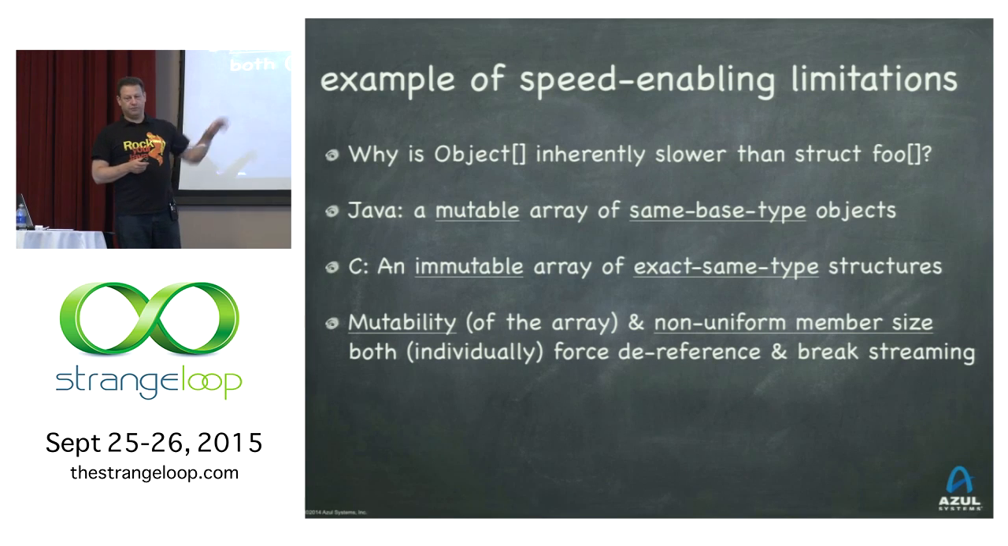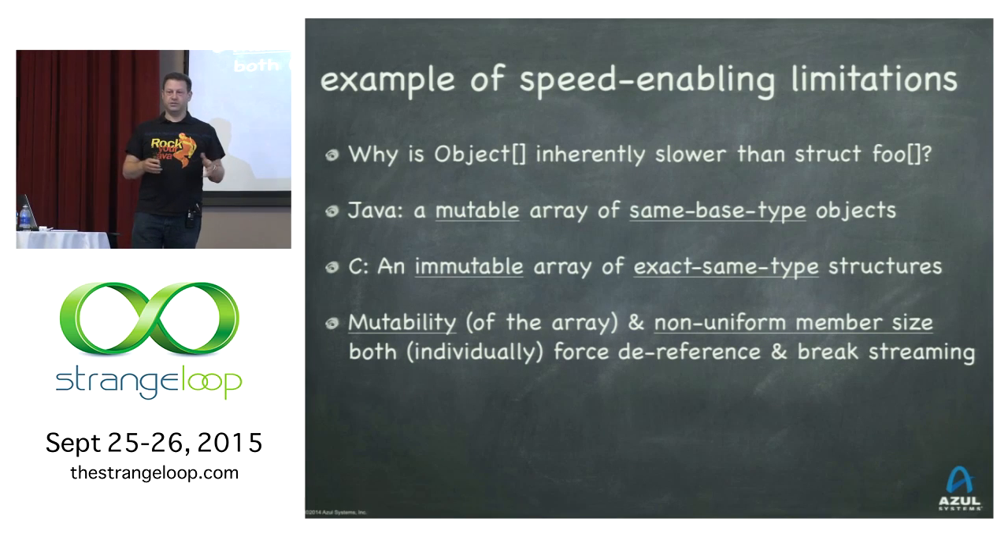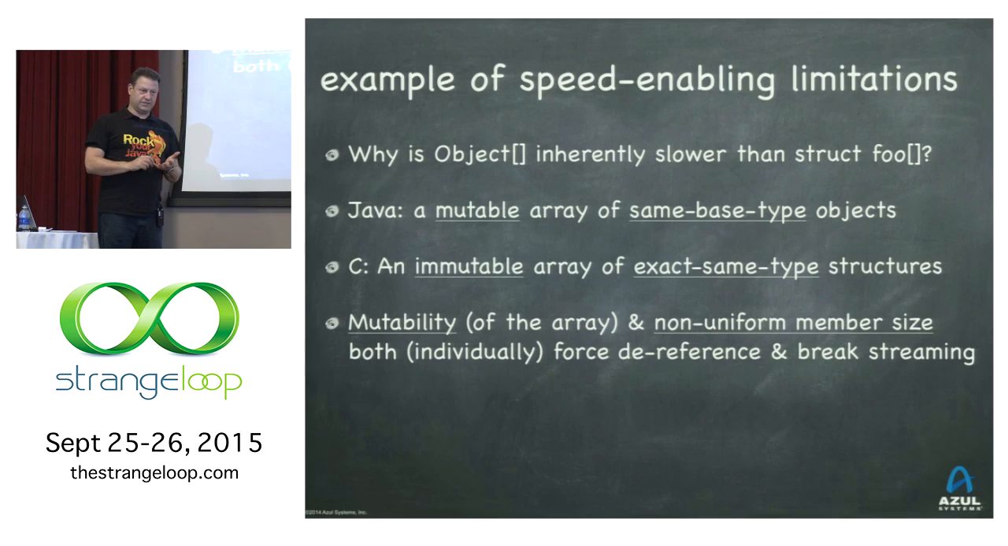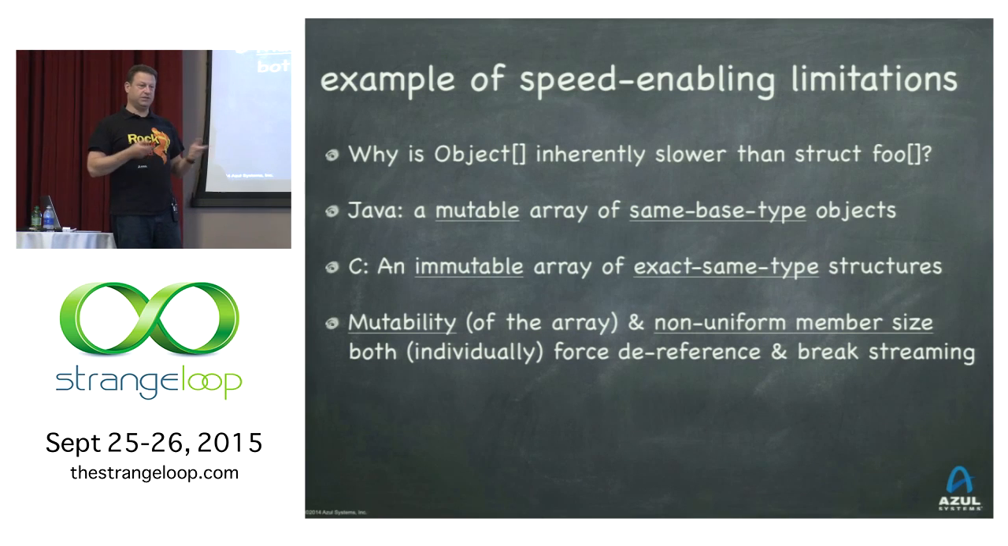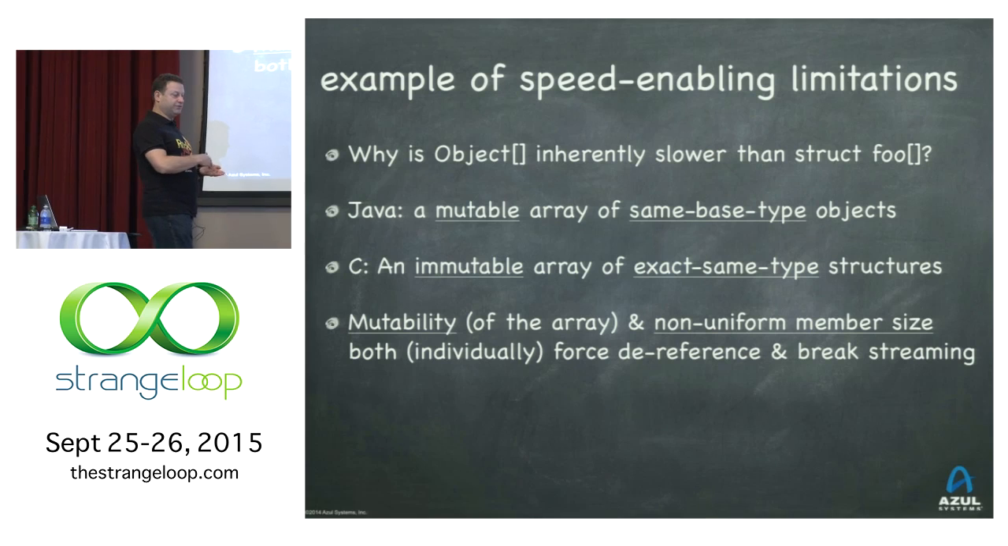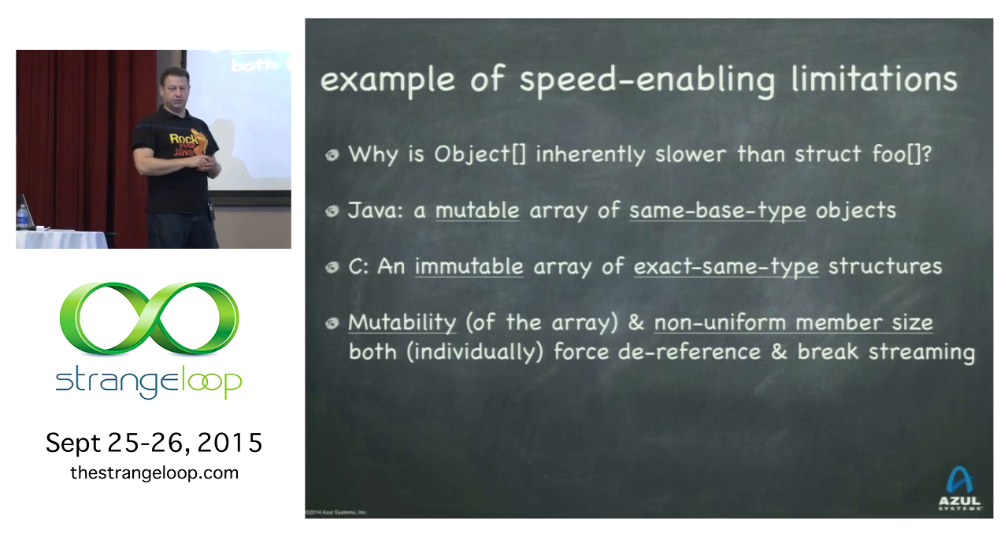Mutability and non-uniform members are what hurts both the dead reckoning and the streaming capabilities. The reason we have no speed capability to match here is because both of those are options in Java. We don't know they're not happening, so we actually have to assume they might be, and we have to actually find and follow the reference to number 17 rather than compute it.